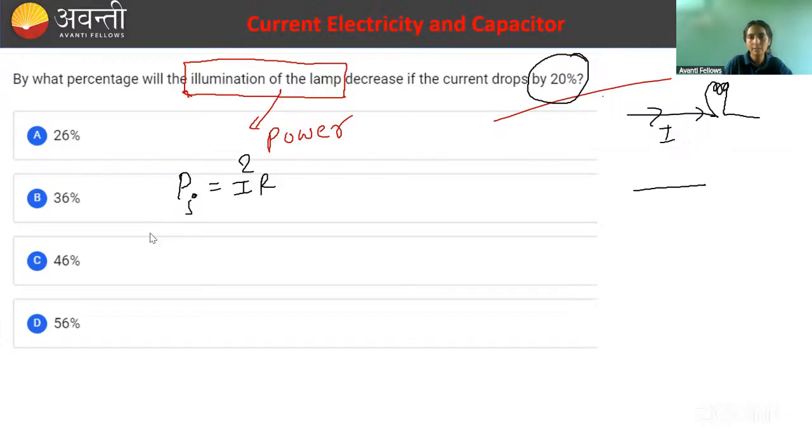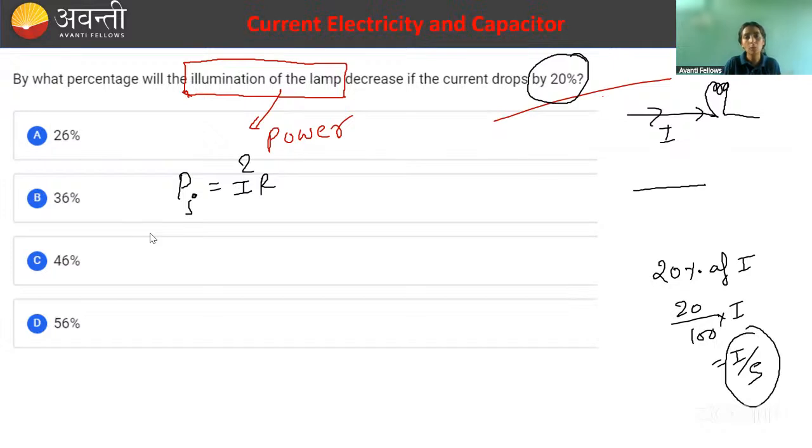Now in the second case, current is getting dropped by 20%. There are two statements that can be here: current dropped to 20%, current dropped by 20%. So find 20% of I first: 20/100 into I, so that is going to be I/5. Here current is not getting dropped to 20%. If the statement were current is getting dropped to 20%, then you would have written final current is I/5, but here it is getting dropped by 20%. So final current is I minus I/5, which is equal to 4I/5.